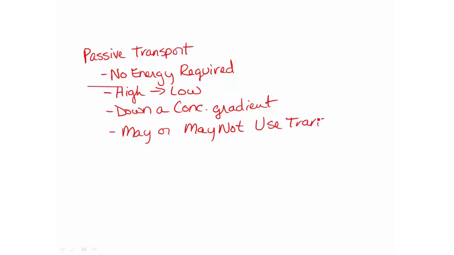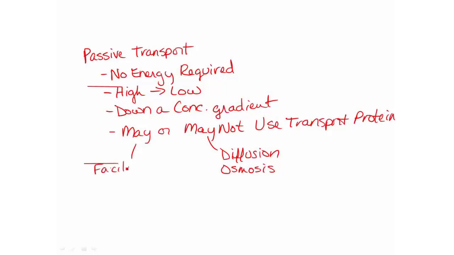Okay, when we saw regular diffusion, that did not use a transport protein. When we used osmosis, that did not use a transport protein. But if we start talking about facilitated diffusion, we could use either carrier proteins or channel proteins in that case.